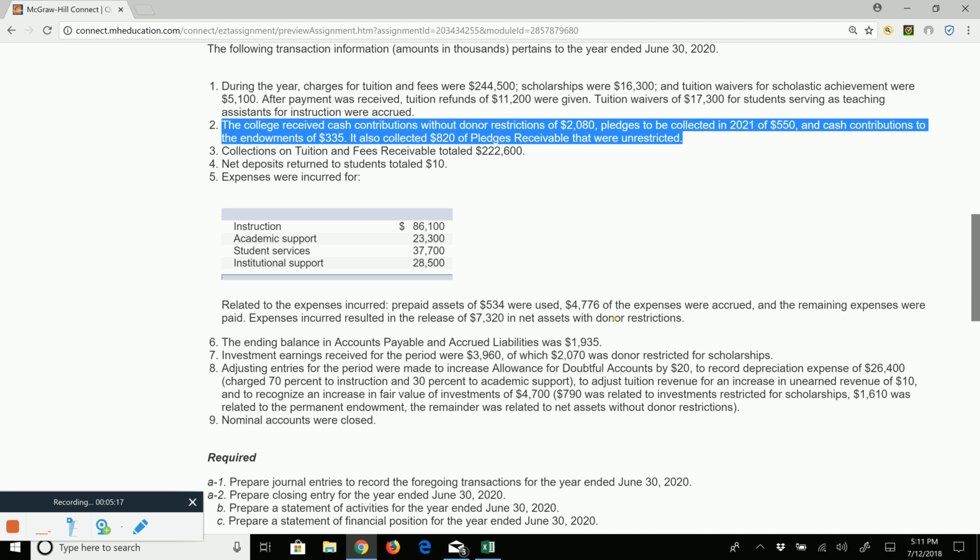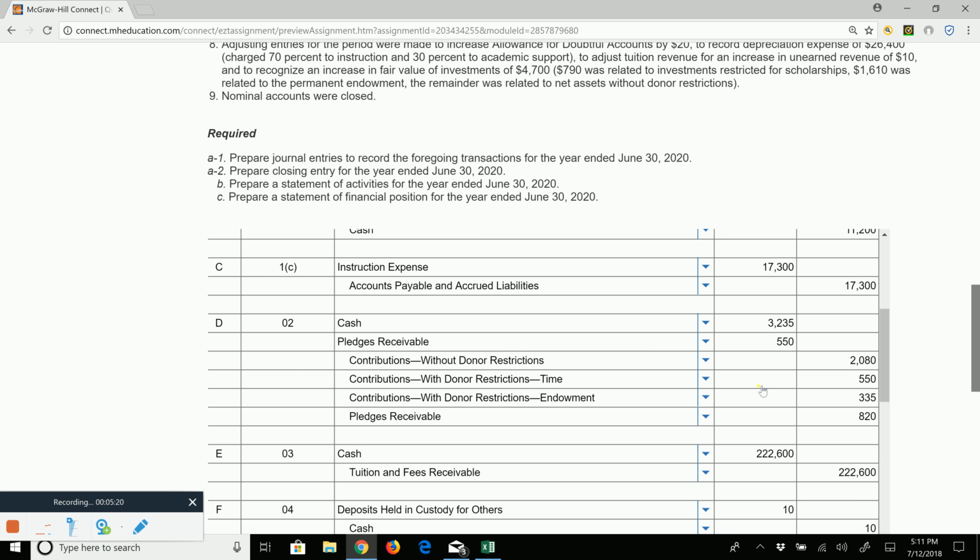So let's see. Let's put this all together. What do we have? Well, we're collecting cash of $3,235. Once again, that is the 2,080 cash that we are receiving, plus the $820 in pledges that were previously recorded as a receivable, plus the $335 permanent endowment. If you add those three numbers up, debit to cash. And you can see the 2,080 is a contribution without donor restriction. The 335 is a contribution with donor restriction for the endowment.